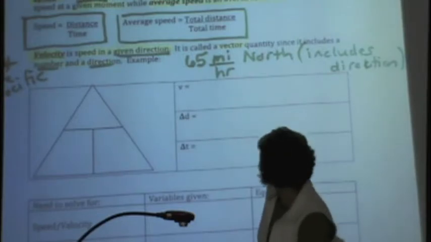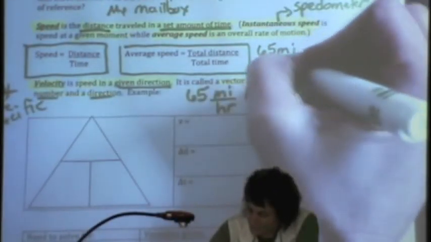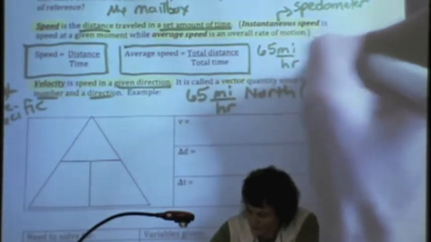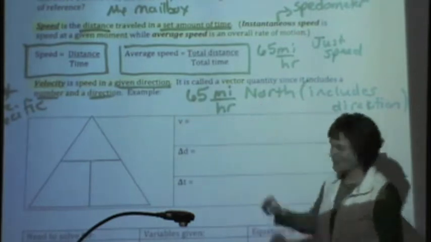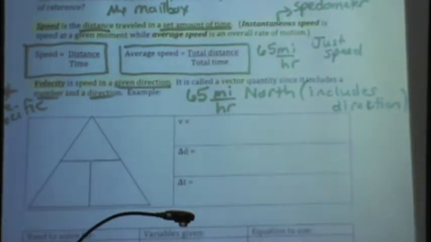You see the difference? So come back up here. 65 miles per hour, this is just speed. So it's just a rate of motion, a distance over a time. If I put a direction on it, technically I now have velocity. All right, so that's just one little thing we're going to have to adjust to, and it's going to become important later when we talk about acceleration.